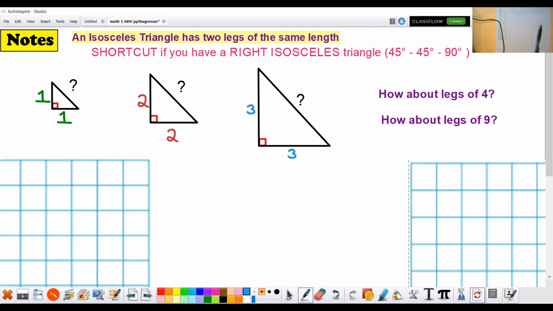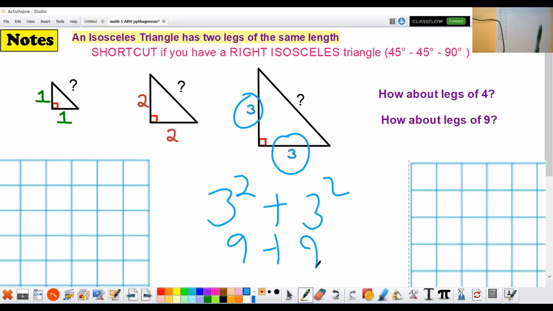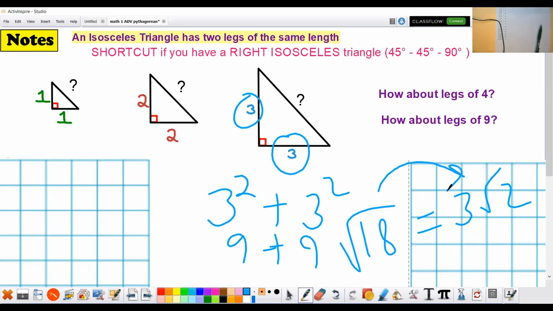Let's see how this works in reality. Let me do the Pythagorean theorem on this one. 3 squared plus 3 squared, 9 plus 9, is the square root of 18. But we said the answer is 3 times the square root of 2. How do you get from here to here? These are the same thing because there are 1, 2, 3 of those radical 2's. But when I do the Pythagorean theorem, I get that. If you check on my calculator, it is the same.